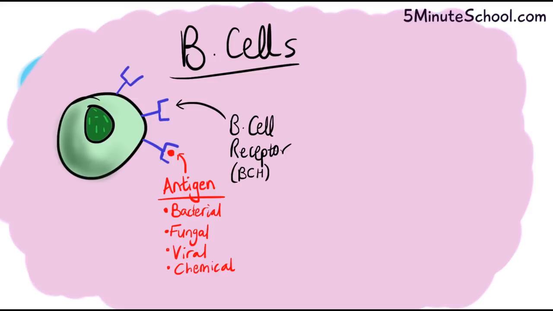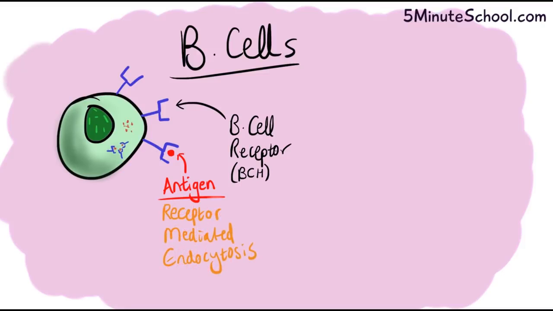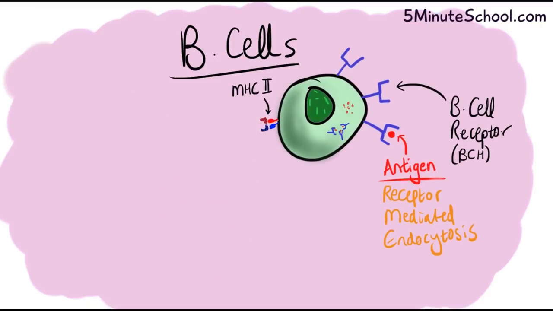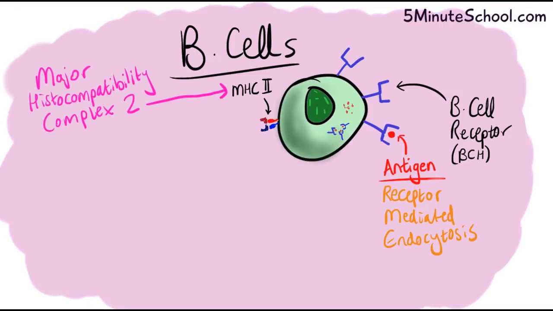Once an antigen is bound onto the B cell receptors, the antigen is engulfed into the B cell in a process called receptor-mediated endocytosis. The B cell then breaks down the antigen, and the breakdown products are placed on the surface of the B cell in a special type of molecule called a major histocompatibility complex. And in B cells, it's the second class of major histocompatibility complex which is present.